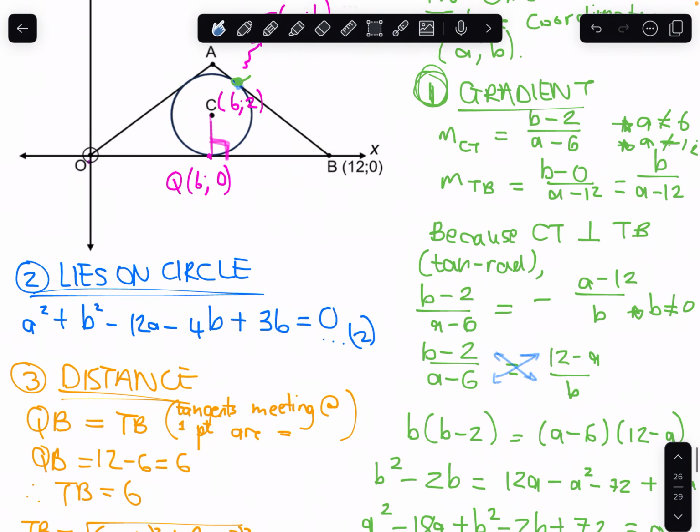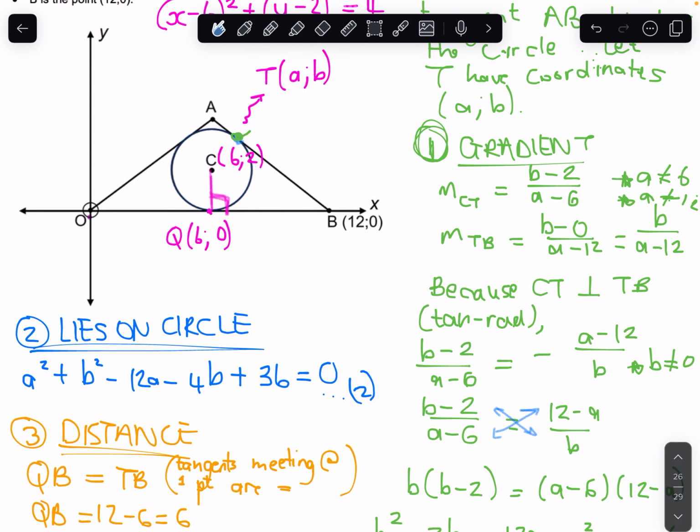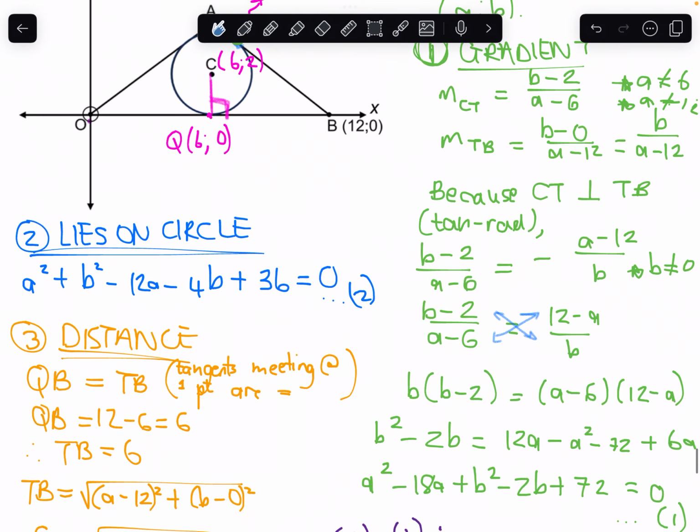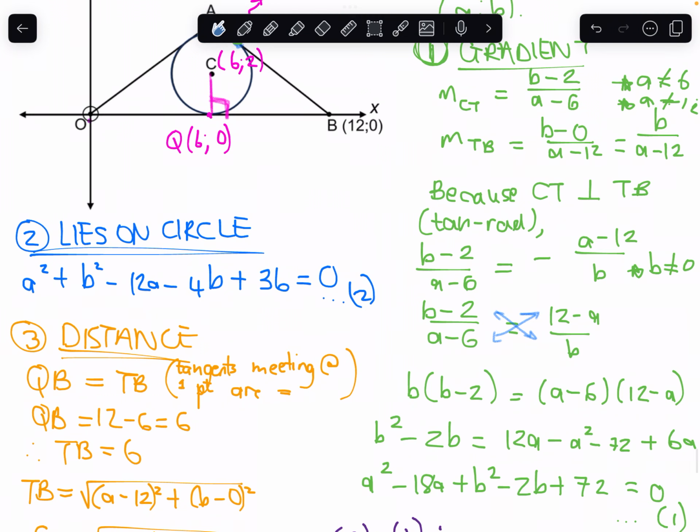Then for the third equation connecting A and B, I used the fact that TB and QB are going to be equal in length because they are two tangents meeting at a common point. And we know that QB is 6 units long because we're going from 6 to 12 on the x-axis. So then TB has the same length. So then I use the distance formula to write an expression for this.